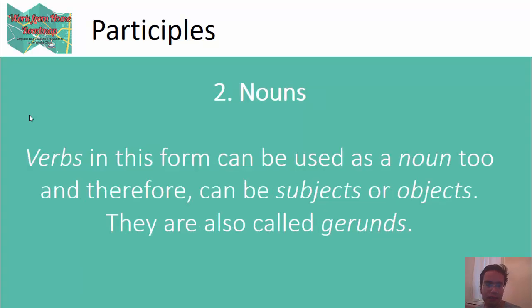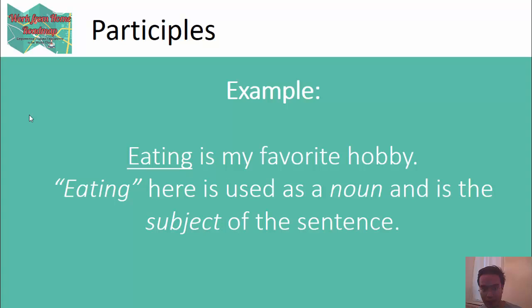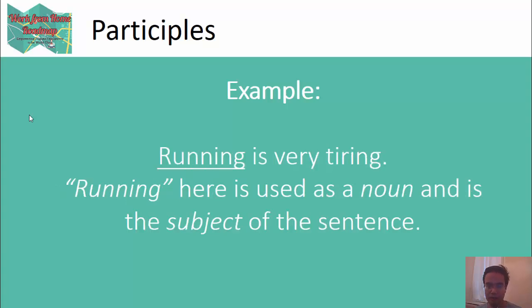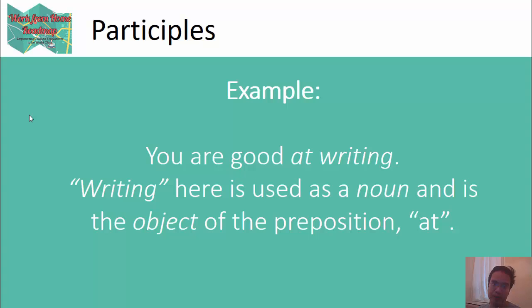Present participles can also be used as nouns. Verbs in this form can be used as nouns too, and therefore can be subjects or objects. They are also called gerunds. Eating is my favorite hobby. Eating here is used as a noun and is the subject of the sentence. Running is very tiring. Running here is used as a noun and is the subject of the sentence. You are good at writing. Writing here is used as a noun and is the object of the preposition at.